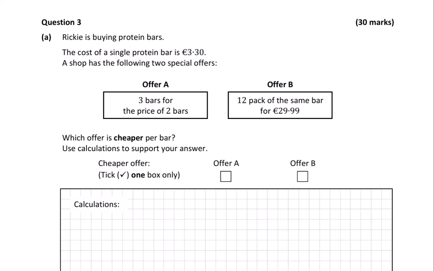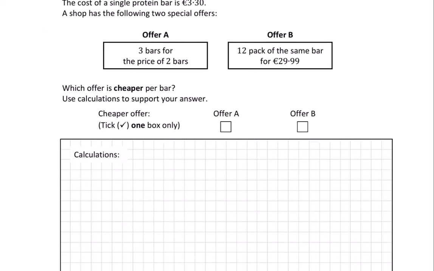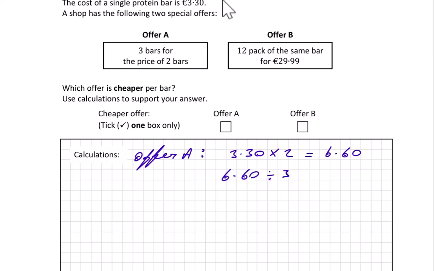So let's work out how much each one would cost per bar. Let's take offer A. $3.30 per bar. Let's multiply that by 2 because it's the price of 2 bars. So that's $6.60. So you get 3 bars for $6.60. If you take $6.60 and divide it by 3, that tells you how much each bar is. Well, 3 into 6 is 2, 3 into 6 is 2. So you'll get each bar for $2.20.